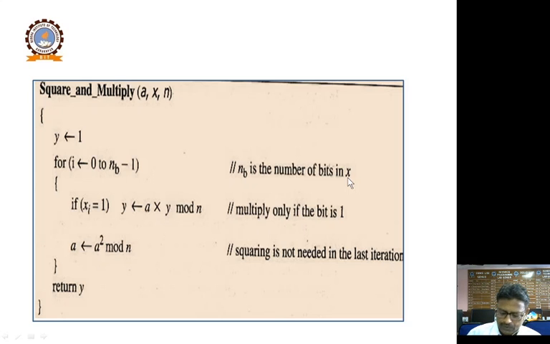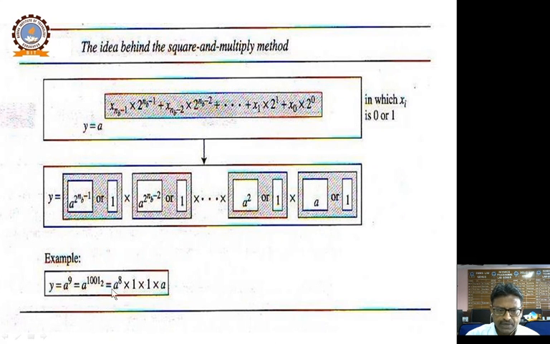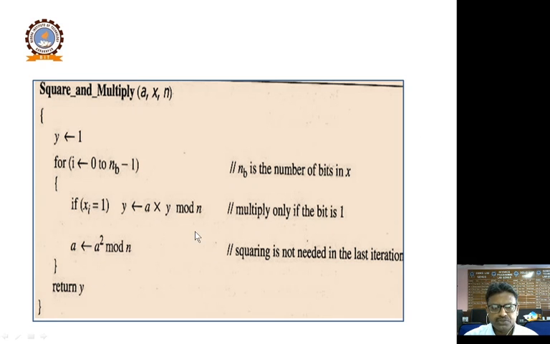Because if we have seen the example, if it is y is equal to a to the power n, there are 4 bits. So how many times? It will be this iteration process, the i value will be from 0 to 3 in this particular case, if the number of bits is 4. So first, when i is equal to 0, what will happen? We will check whether x0 is equal to 1 or not.